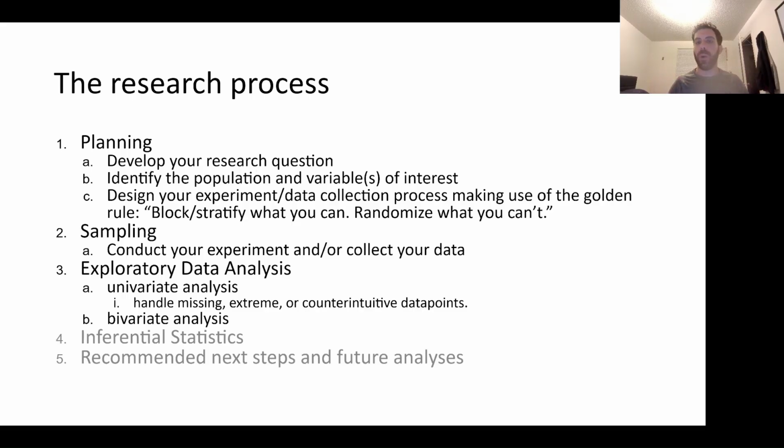that is block what you can, randomize what you can't. And we'll go into more detail of what blocking, also known as stratification, is and what randomization is when we get to sampling later on in this presentation. After you've created your research plan, you'll perform your actual sampling, which can be through experimentation or collecting data through surveys and other methods.